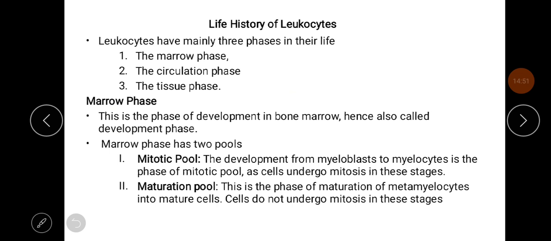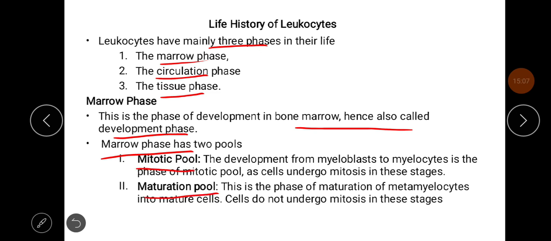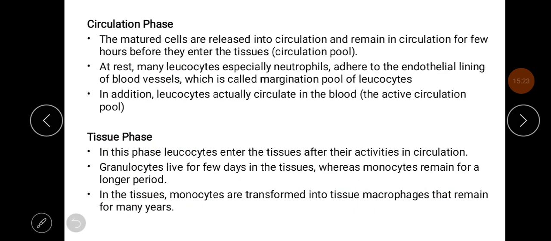Leukocytes have mainly three phases: the marrow phase, circulatory phase, and tissue phase. As we discussed earlier, the marrow phase is the phase of development in the bone marrow, and hence called the developmental stage. The marrow pool has two pools: the mitotic pool and the maturation pool. The development of myeloblast to myelocyte is the phase of the mitotic pool. Cells undergo mitosis in these stages. The maturation pool is the phase of formation of metamyelocytes into mature cells, and cells do not undergo mitosis in these stages.